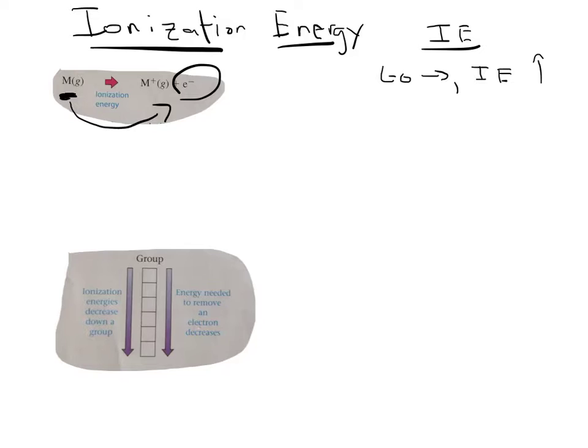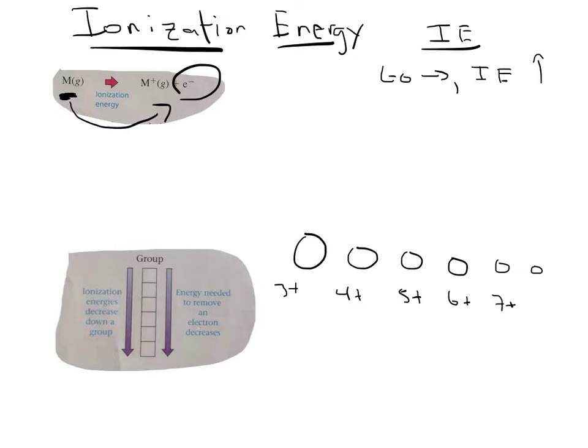And the reason is similar to the reason for size. As we go from left to right, the atoms get smaller and smaller. But what's happening is the nucleus in each atom is getting more and more positive. So as we go across, this might be a 3 plus, then a 4 plus nucleus, and then a 6 plus nucleus, and a 7 plus nucleus, and so on.